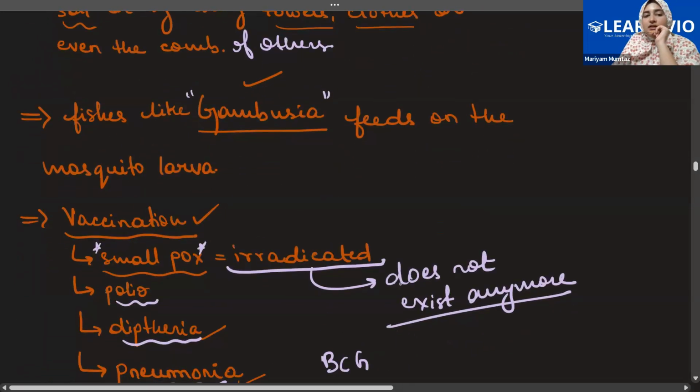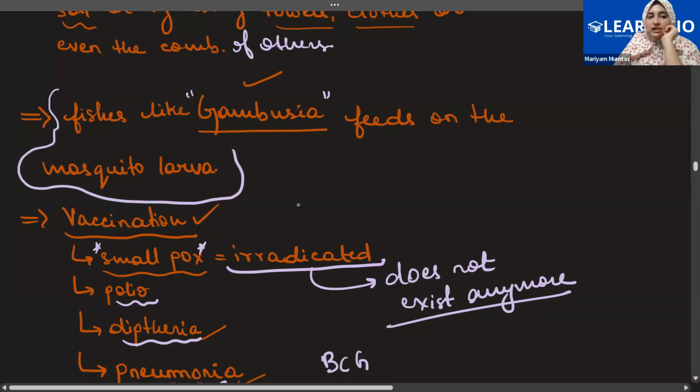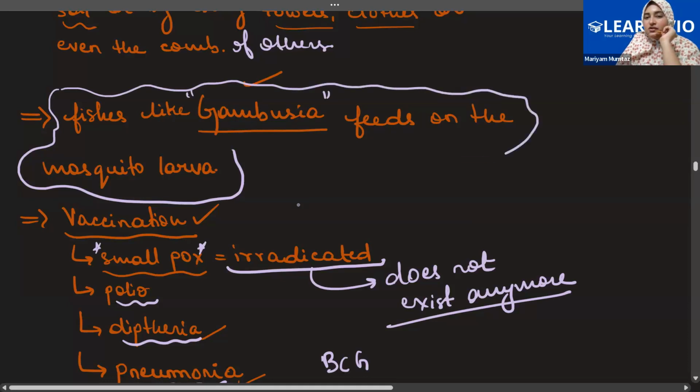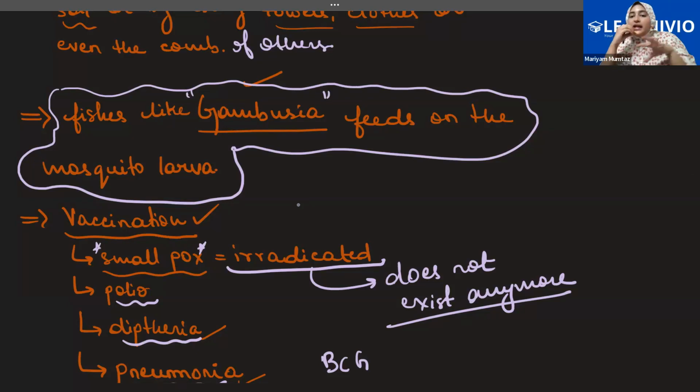Now, what happens? The fishes, such as Gambusia, feed on the mosquito larva. I don't know why I have written this line over here, but this is sort of a preventive measure for mosquito-borne diseases. If the mosquito gets a breeding area that is stagnant water, they will make more and more eggs, which will result in the production of more and more mosquitoes. So the fishes such as Gambusia, if they are released into the water body or wherever stagnant water is there, they'll eat up the mosquito larva.